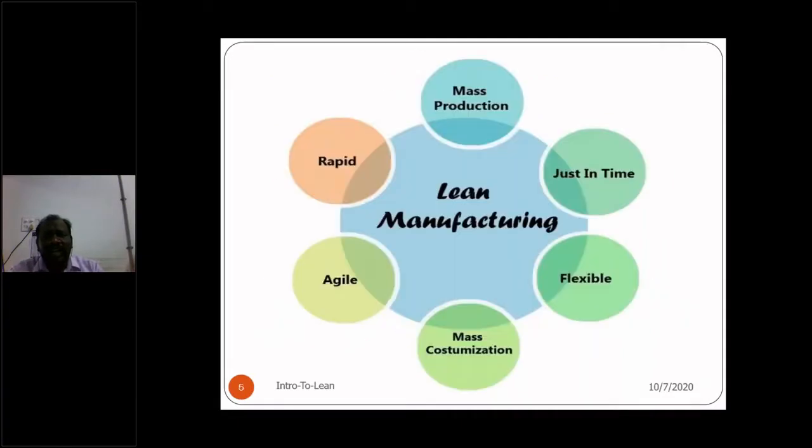And coming back to here, I will go for the example of the paper also. In this mass production, we can see just-in-time, flexibility, mass customization, and agile and rapid. So these are all things there. In these things, I want to ask the participants.